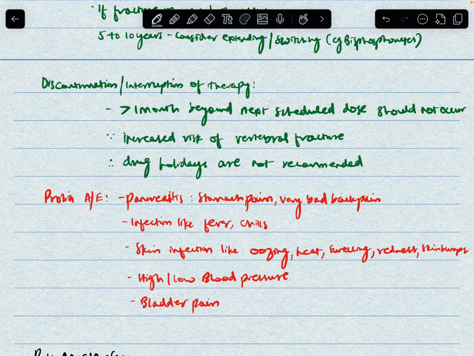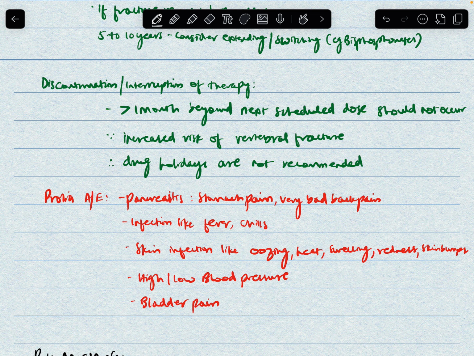A few points to remember when we prescribe denosumab to our patients are discontinuation or interruption of therapy. It is recommended that this therapy be given every 6 months, and if it is discontinued for more than 1 month beyond the next scheduled dose, it poses increased risk of vertebral fractures. Therefore, drug holidays are not recommended once we initiate this therapy.